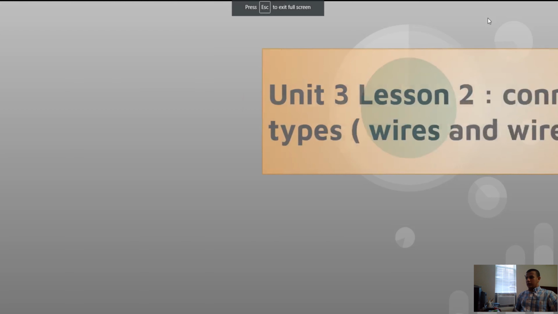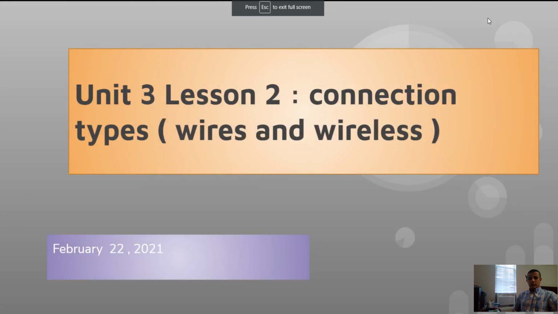Hello, everyone. Welcome to Unit 3, Lesson 2, connection types. We're going to be talking about connection types. This will fall under wires and wireless from the last unit.